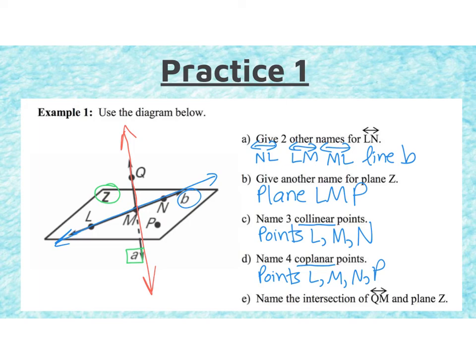And finally, name the intersection of line QM and plane Z. So line QM is the red, plane Z is the whole plane. Where do they intersect? They intersect right there at point M.